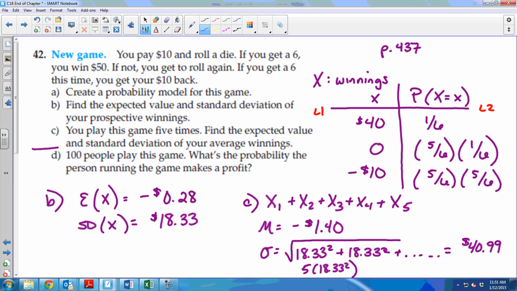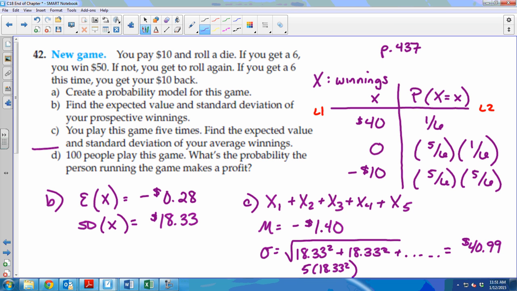if you don't take the square root, you still have the variance. Only with the standard deviation, you take the square root to get the standard deviation. But we can't add standard deviations. You can only add variances. So you need to add the variances first, and then take the square root. Okay, now on part D.